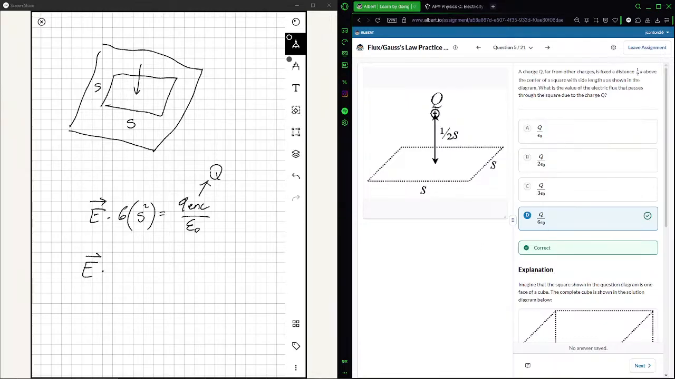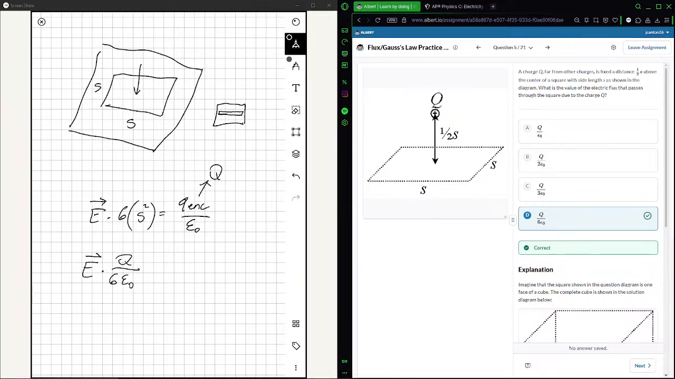That's a good question. So 1/2 s would be like, if we drew a cube, 1/2 s would be half the height of the cube. So we're going to imagine the plane, like the square, is halfway up the cube. So it would be 1/2 s plus 1/2 s.